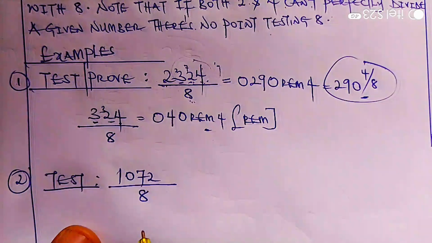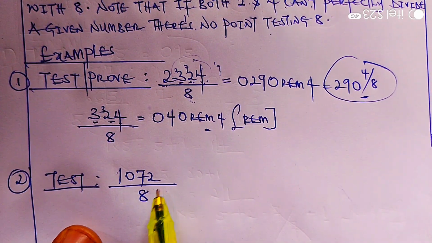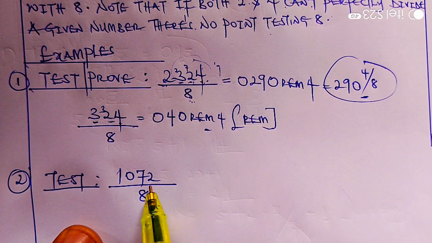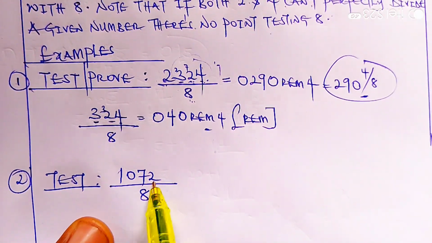Now, I said the first thing you have to do is check if 2 and 4 can go. If 2 and 4 can go, it's not a license that 8 should be able to divide such a number without a remainder. You still have to bring out the last 3 digits. But if 2 and 4 can go, that's a go-ahead to use your 8 to test the last 3 digits. So can 2 divide this number?